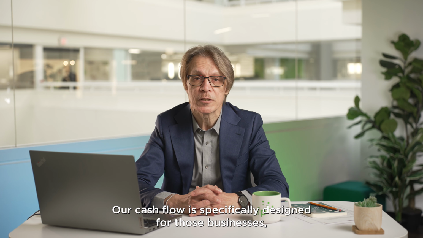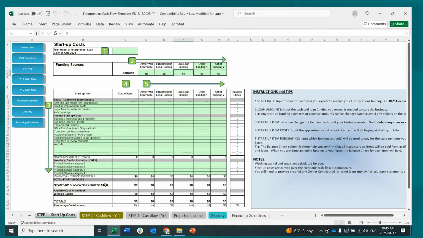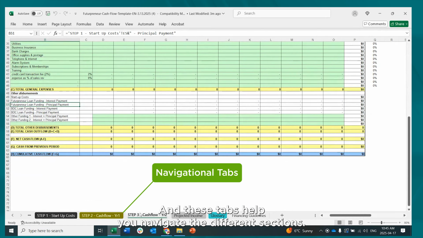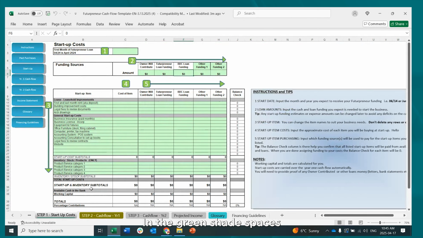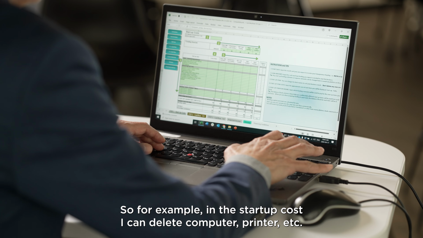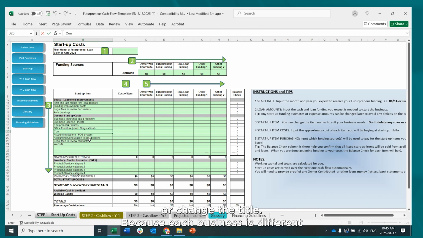Our cash flow is specifically designed for those businesses that can start to make sales within 3 months from launching the business. In the template, there are tabs found at the bottom, and these tabs help you navigate the different sections. Once you open them, you will see these green shades. In the green shade spaces, you can make changes in what you write and the numbers you input. So for example, in the startup costs, I can delete computer, printer, etc., or change the title. Because each business is different, you can alter those subheadings or not use them.